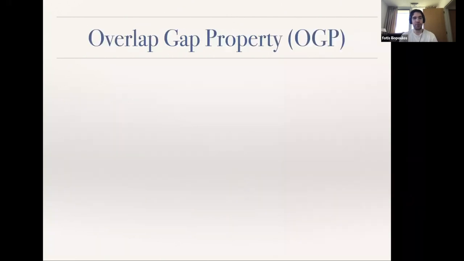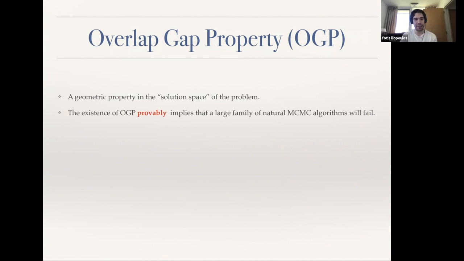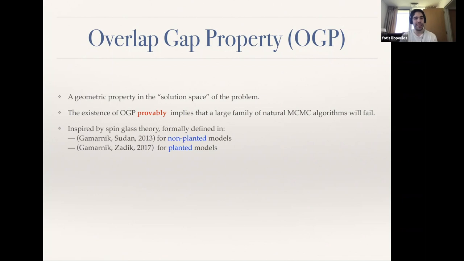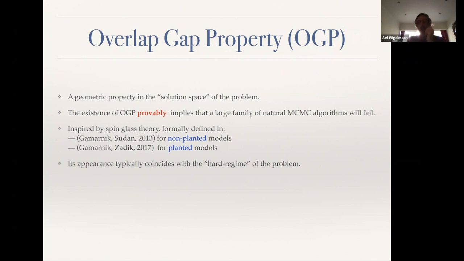Okay. So what is this overlap gap property? As I said, it's a geometric property in the solution space of the problem. And its existence provably implies that the large family of natural MCMC algorithms will fail in solving the problem. Okay. It's inspired by spin glass theory, and it has been formally defined in 2013 by Gamarnik and Sudan for non-planted models, and by Gamarnik and my co-author in 2017 for planted models. And its appearance typically coincides with the hard regime of the problem. Okay, so in all these random models, typically right when this hard regime starts, the regime where our algorithm starts failing, we typically see that this so-called overlap gap property appears. Okay, and in that sense, statistical physicists believe that this is a fundamental reason why algorithms fail.